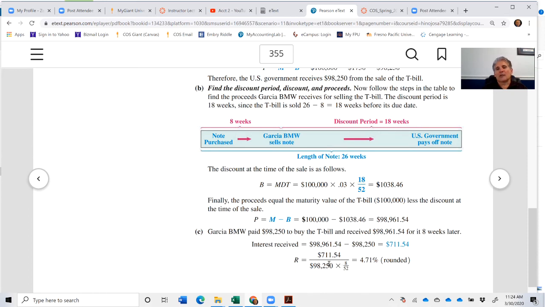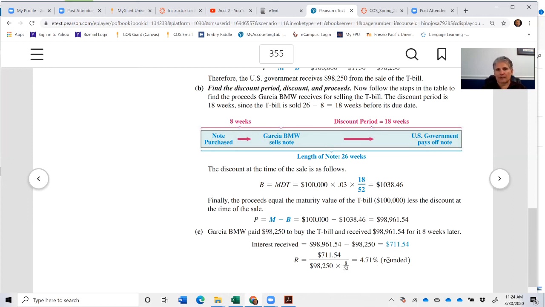If you want to know the interest rate associated with that, the formula is R equals I divided by P times T. I is $711.54, divided by the principal P, which is $98,250. That was their original investment amount. And T is the term, 8 over 52. They held that investment for 8 weeks. And it turns out that the rate is 4.71%.